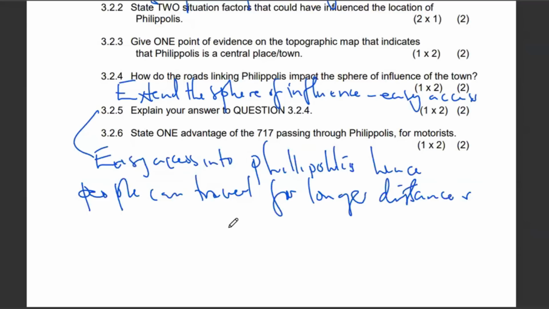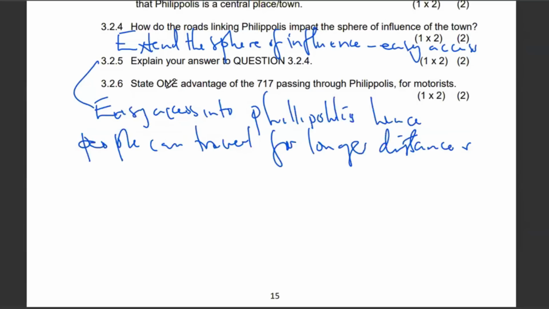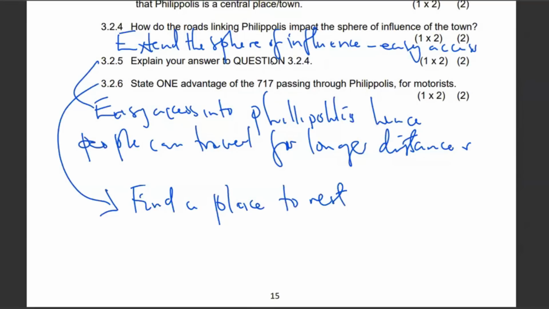State one advantage of the 717 passing through Philippolis for motorists. What is the advantage for motorists for 717 passing through Philippolis? The advantage is that motorists can find a place to rest. For example, they've traveled over a longer distance and they want a place to rest. They can easily rest because the road is passing through Philippolis. If they want to take a rest, they can take a rest in Philippolis, or you can talk of refueling.